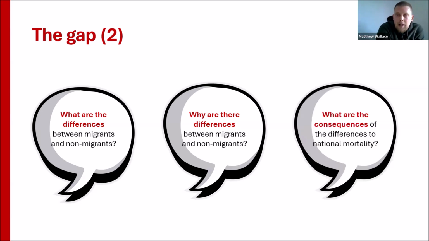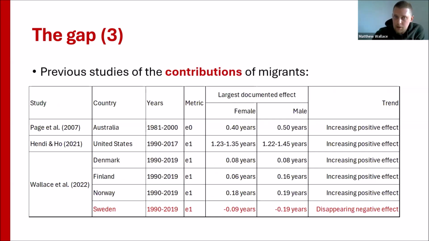I think much less frequently asked is, what are the consequences to national mortality when the mortality of migrants differs from non-migrants? What does the effect of that unique mortality risk have on national population health? So there are previous studies, of course, of the contributions of migrants to national life expectancy more than anything. And the first of these, to the best of my knowledge, was conducted in Australia with prevalence-based 5-year census data. And they looked at the impact of migrants on national life expectancy over time.